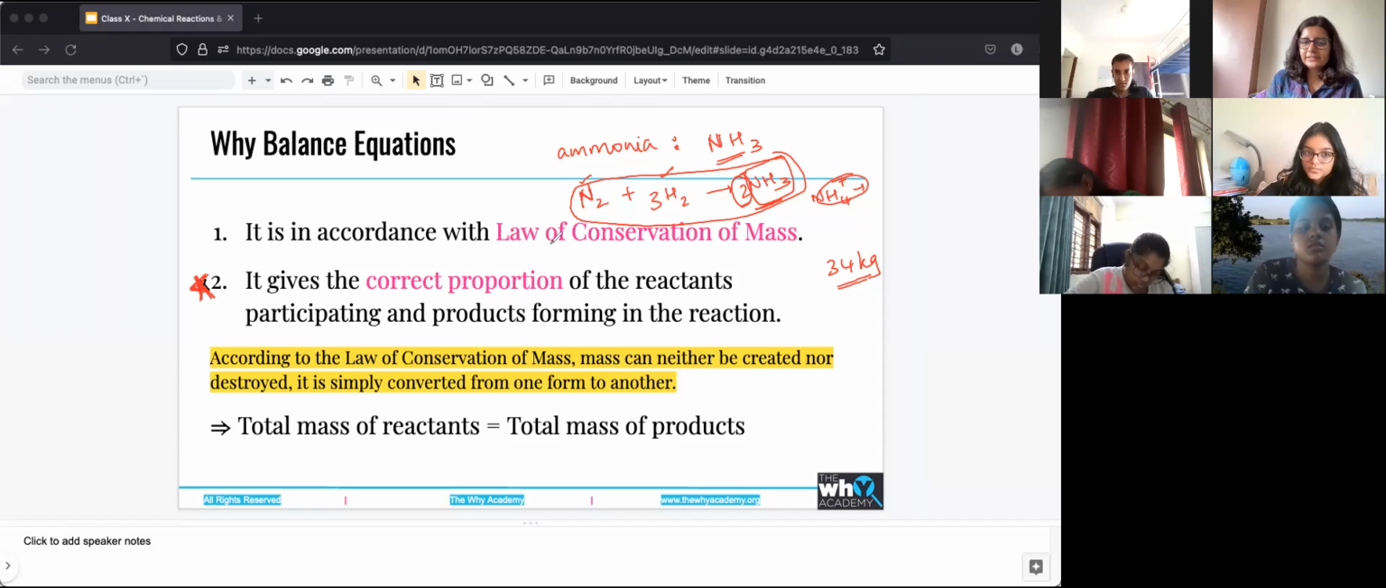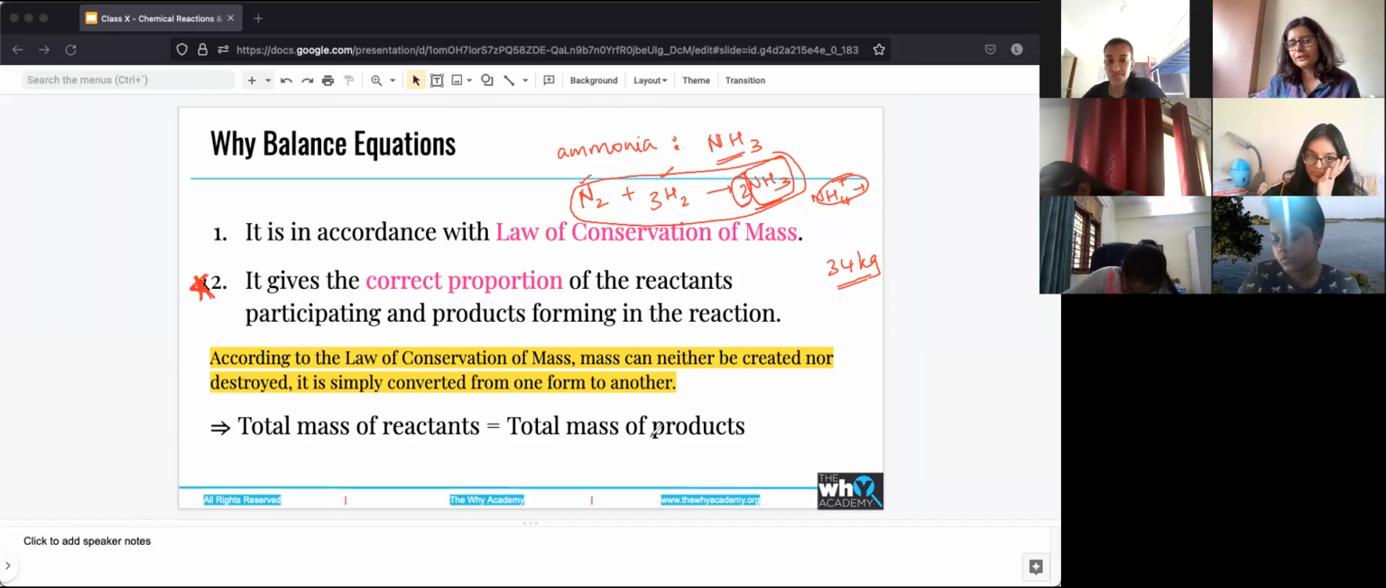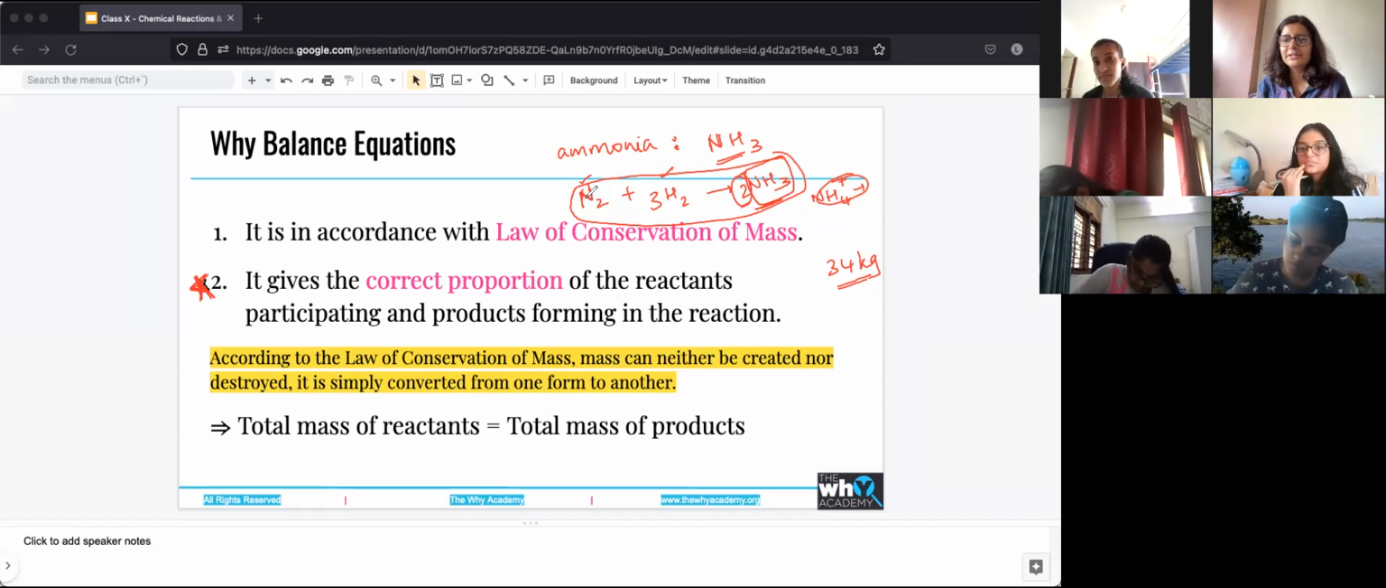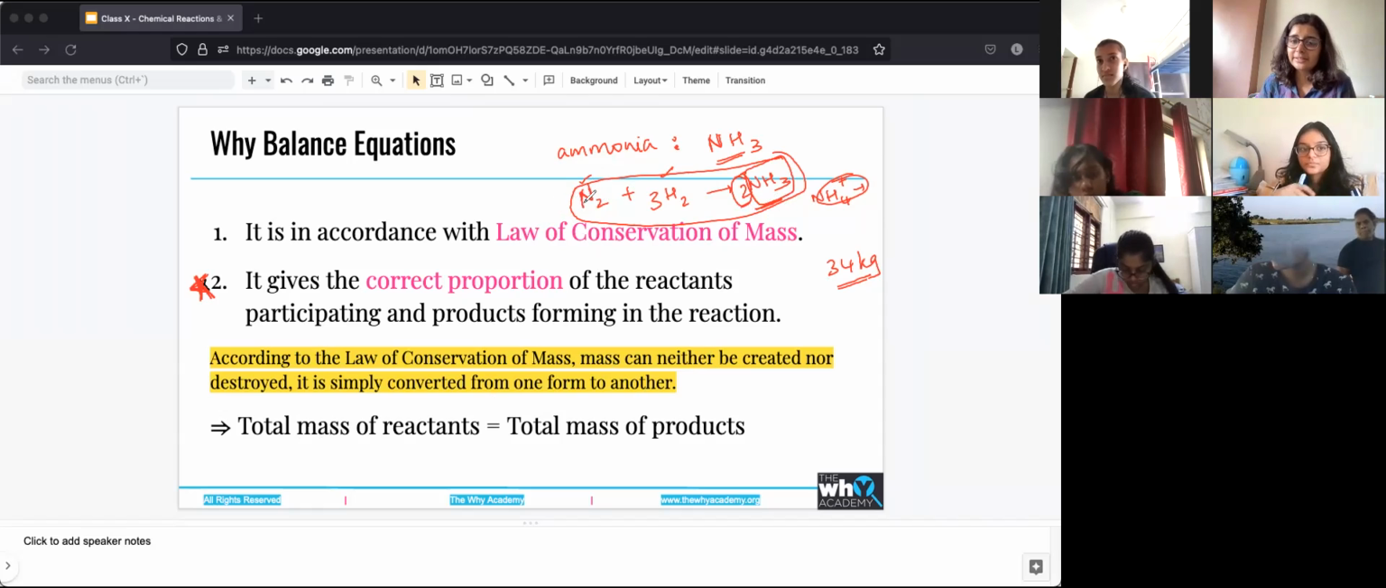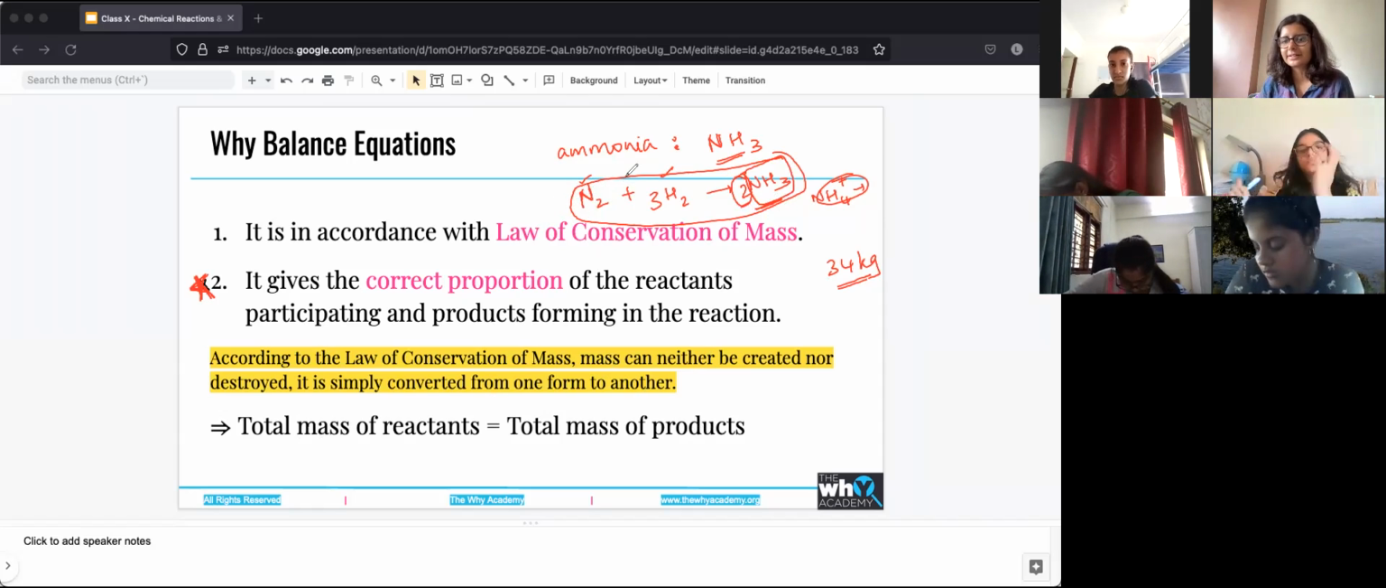So the basis for it is the law of conservation of mass. How do we balance? According to it, the total mass of reactants will be equal to the total mass of products. So instead of taking individual masses, a shortcut method that we use for balancing is you just take the total number of atoms, because the mass of every nitrogen atom remains the same. So to keep things simple, instead of calculating the atomic mass or molecular mass, you directly take the number of atoms on each side when you're balancing it.